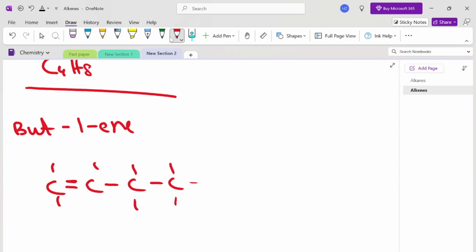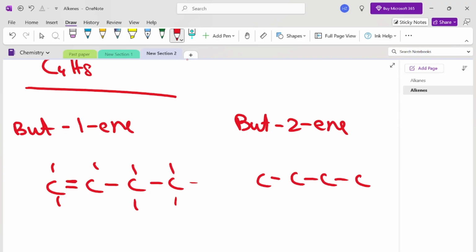Now let's draw but-2-ene. 1, 2, 3, 4. Now the double bond over here, on the second carbon. We have to put it on the second carbon. This is the first one, not accepted. This is the first one, not accepted. This is accepted and this is accepted. So it's a second carbon alkene, which is why it's called but-2-ene.